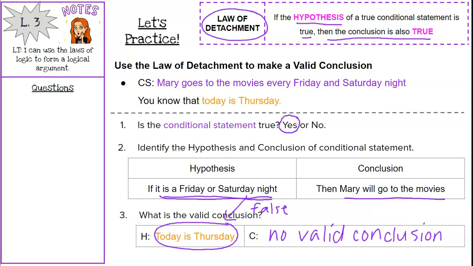Well, we don't know. She might go to the movies every other Thursday night. She might go to the movies on a Monday night. She might randomly decide to do it on a Sunday as well. We don't know if she will go to the movies or not on Thursday. What we do know is she will definitely go to the movies on Friday and Saturday. So sometimes we can't make a valid conclusion, and that is okay.